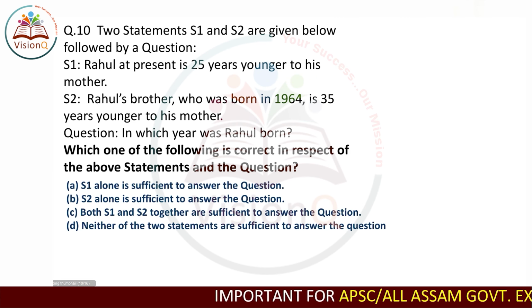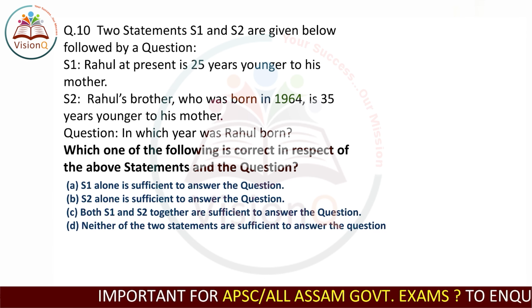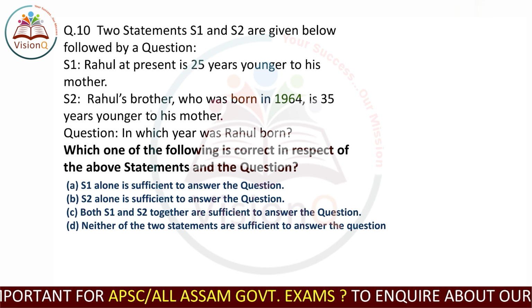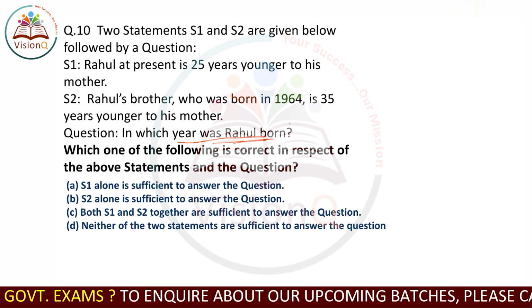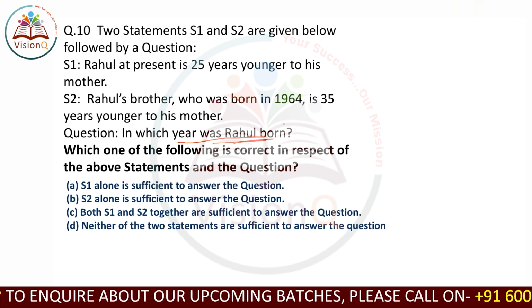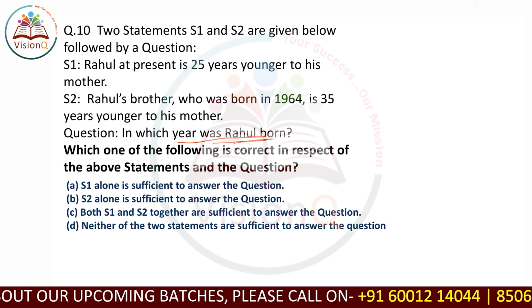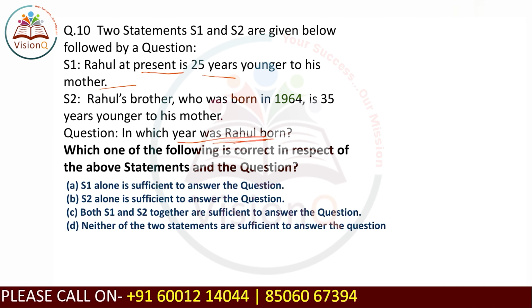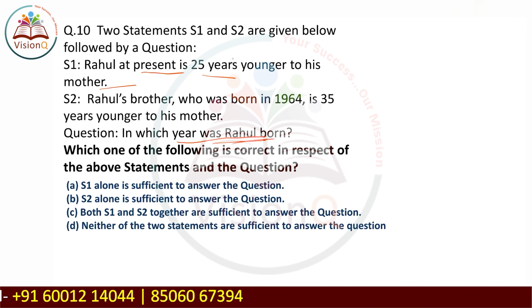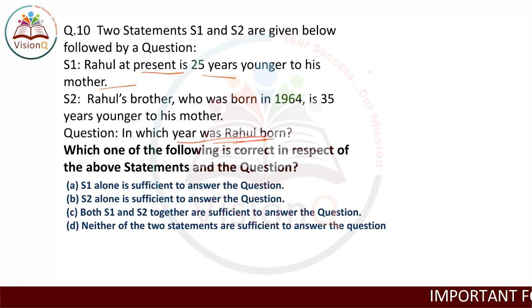Next we will discuss question number 10, a similar question of data sufficiency. It is asked to find in which year Rahul was born, that is, the year of birth of Rahul. Statement 1 says Rahul at present is 25 years younger than his mother. But in the first statement, nothing is mentioned about any year, so the year of birth of Rahul is not possible to find from the first statement. So take the help of the second statement.